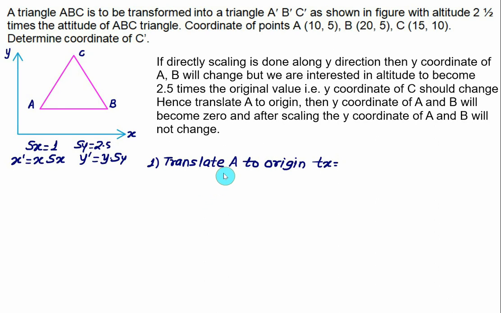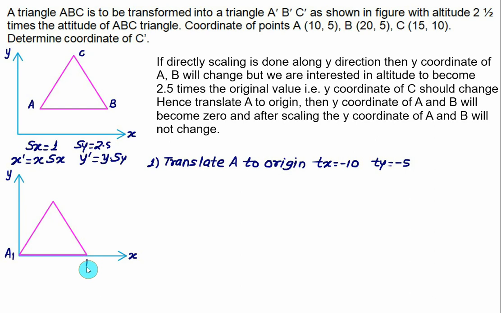So first you have to translate A to the origin. Now check the coordinate of A, that is 10, 5. So you have to do the translation along the x-axis equal to minus 10 and along the y-axis equal to minus 5. In that case, A1 will become 0, 0. So after translation, A will become A1, B will become B1. A1, B1 are lying on the x-axis, so the y coordinate is 0.